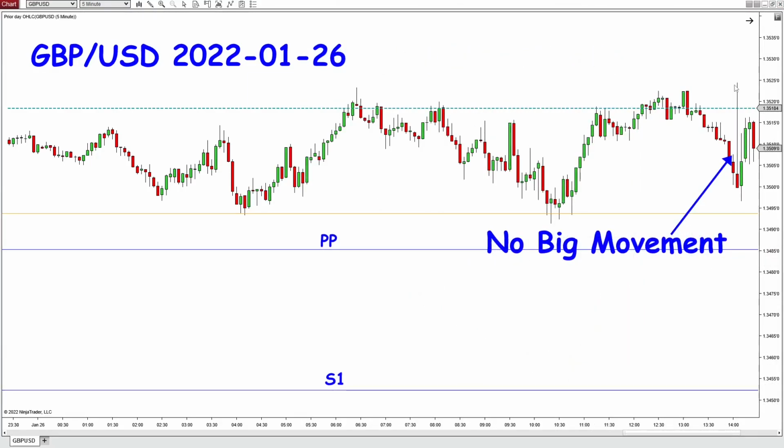So right after the result is released at 2 p.m., you can see that the bars are not very big, and then generally the market is still within the trading range. So what we want to do is just to sit tight and watch the market.